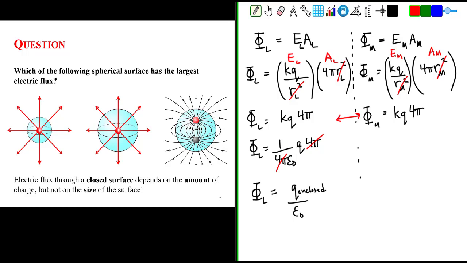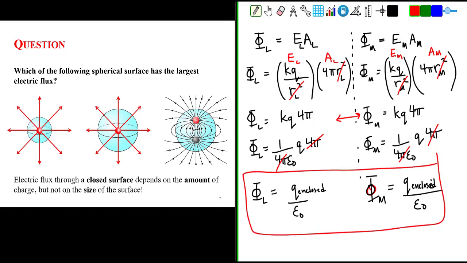This is independent of the size of the sphere, because the next couple of steps are exactly the same: 1 over 4 pi epsilon naught, Q, 4 pi, the 4 pi's cancel. We get the exact same expression. The electric flux through the middle sphere, based off of how much charge is enclosed by that middle sphere, is equal to the electric flux on the smaller sphere.